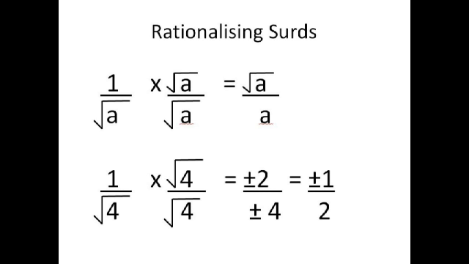So when you've got a single surd on the bottom, just multiply it by the same surd and you'll get rid of the bottom surd. And you've got to obviously times top and bottom by that surd, so you'll get the surd on the top multiplied by whatever was there before.